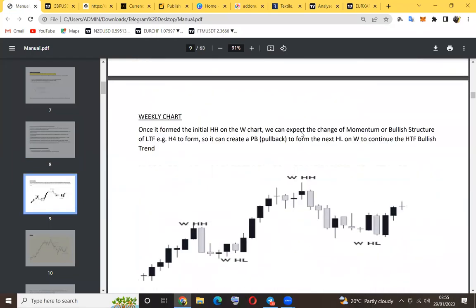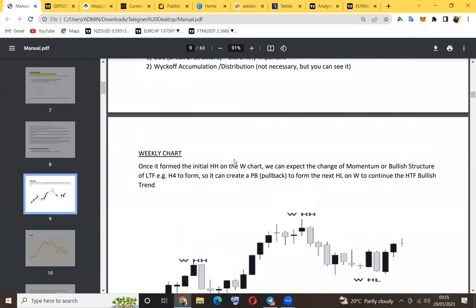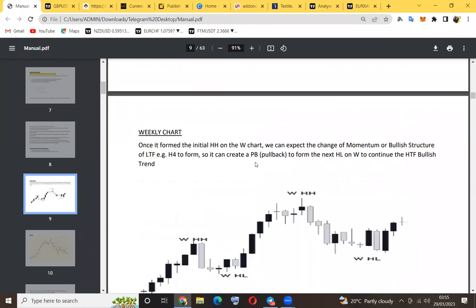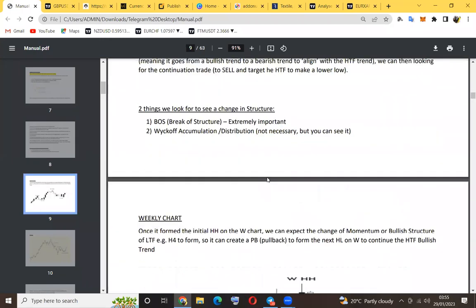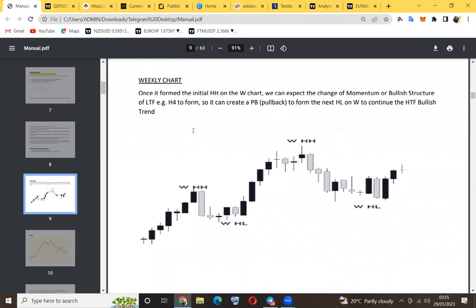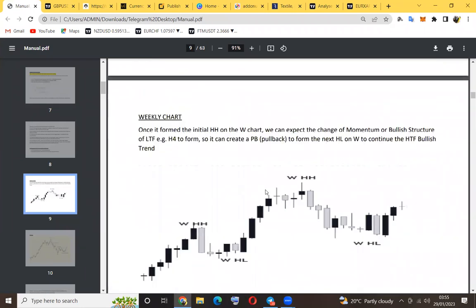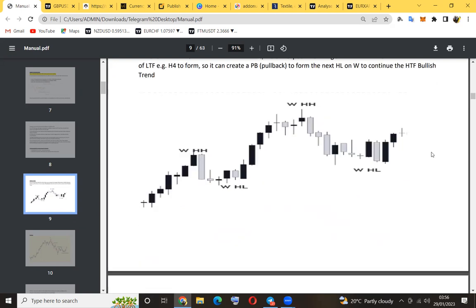So here is just an illustration of market structure when it comes to identifying change of structure. Here we have a demarcation using the weekly time frame. Once it forms the initial higher high on the weekly chart, we can expect the change of momentum or bullish structure on a lower time frame, e.g. 4 hours, to form. So if it can create a pullback to form the next higher low on the weekly to continue the higher time frame.